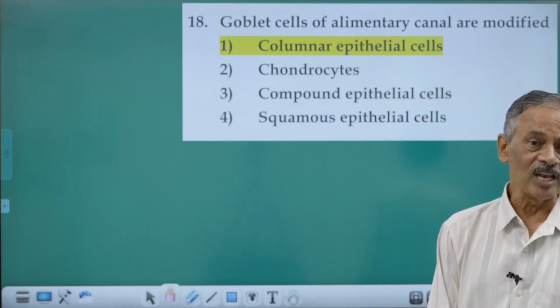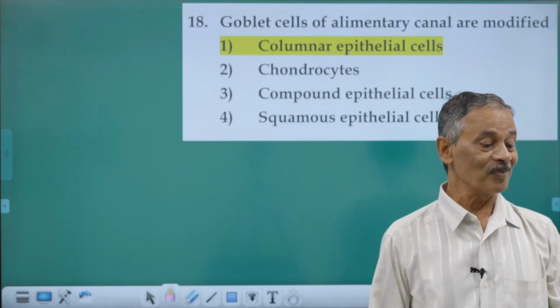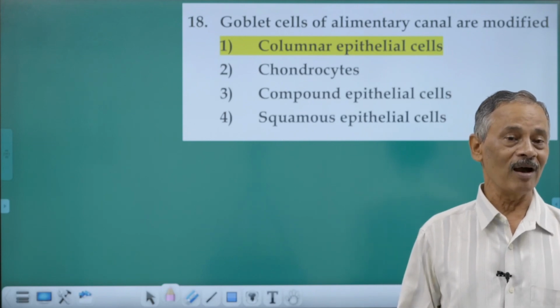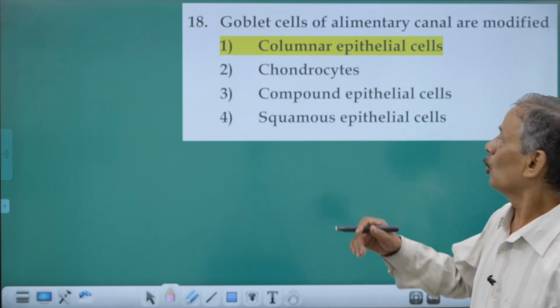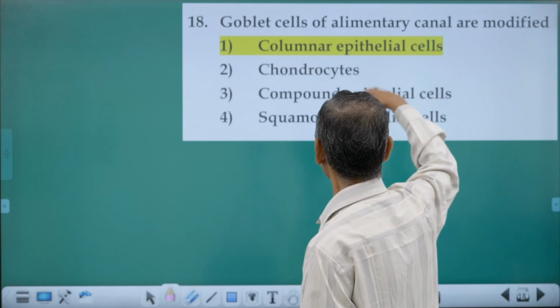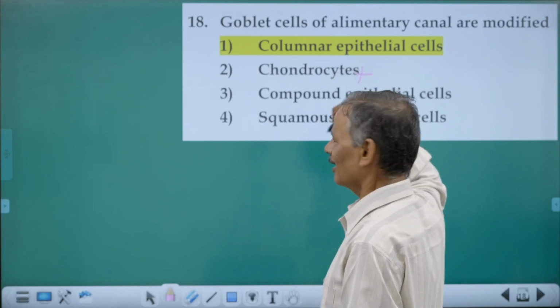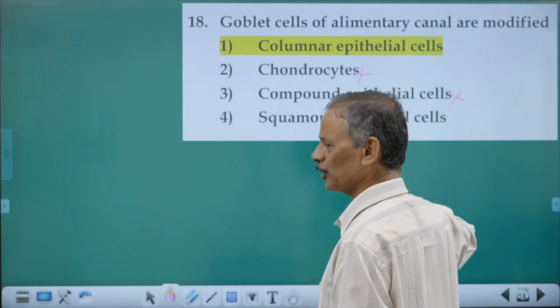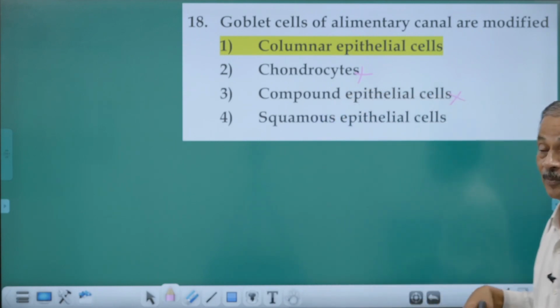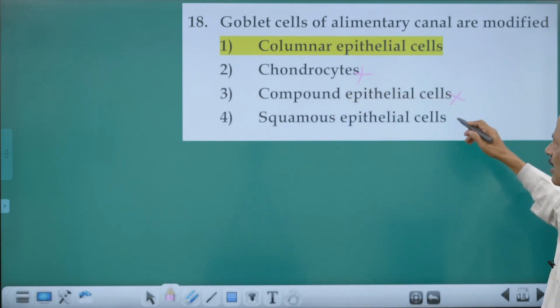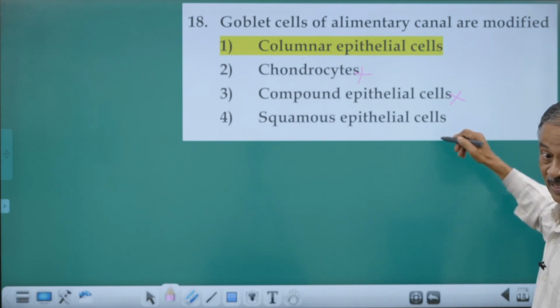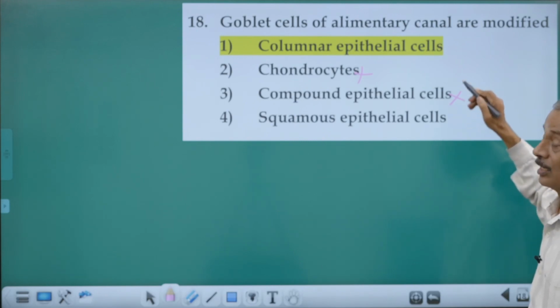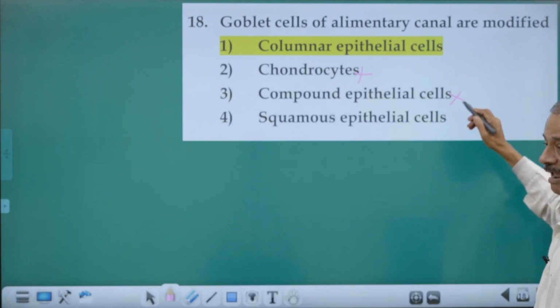What type of epithelium does the alimentary canal have? They are lined by tall columnar epithelium. So there should be columnar epithelial cells. Chondrocytes are cartilage cells, compound epithelial cells, not at all lining the alimentary canal. Squamous epithelial cells. No, it is not squamous epithelial cells. It is tall columnar cells that line the alimentary canal.